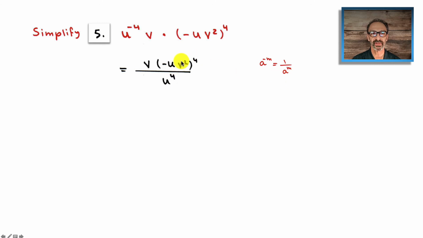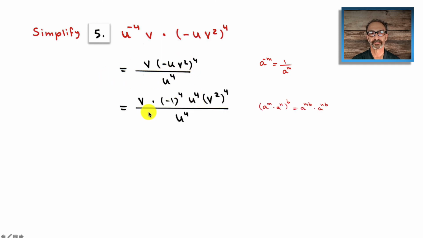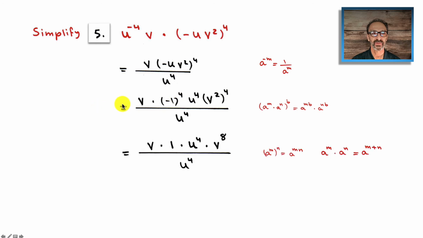Next, let's break this down to 3 pieces, the negative 1, the u, and the v to the second, as 3 factors. Each one of them is raised to the power 4. And that's this rule right here. Of course, negative 1 to the power 4, which means negative 1 times itself 4 times, an even number of times, is going to make it positive 1. So that's what we have.